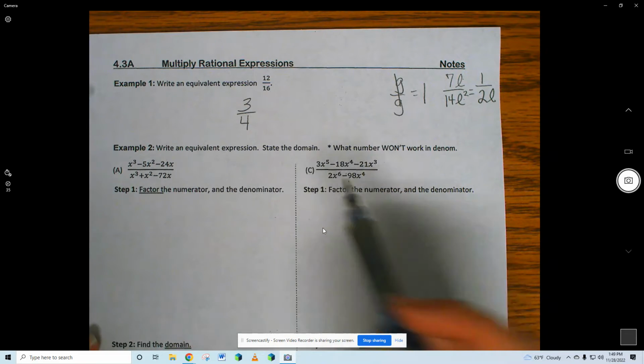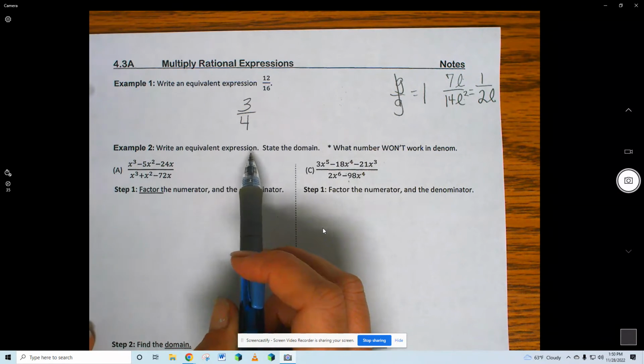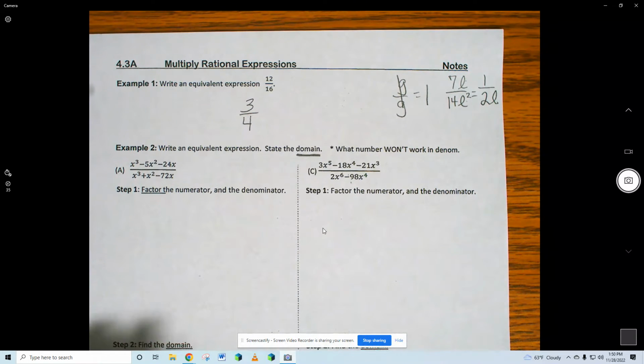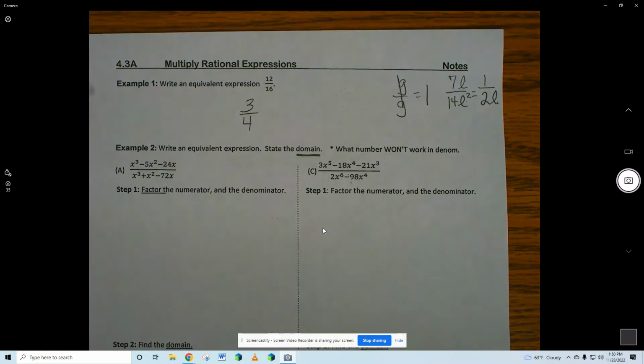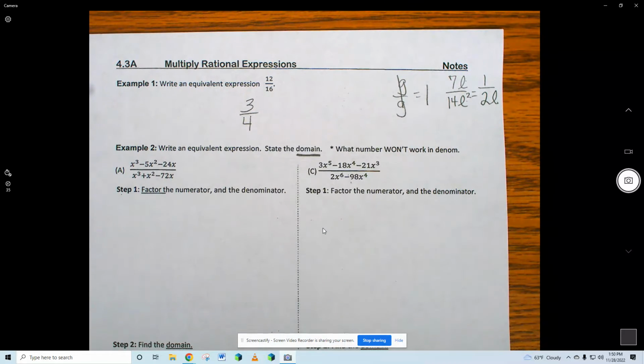Okay. Now, the directions for example 2 are similar. Write an equivalent expression. But now I have to state the domain. The domain means values of x, right? Domain is values of x. But specifically, what number cannot be plugged into the denominator? We only care about the denominator. So I can have any number, all real numbers, except, and then you tell me what number won't work in the denominator.